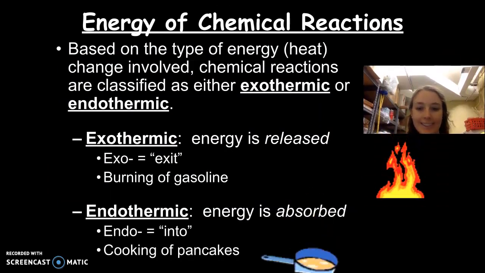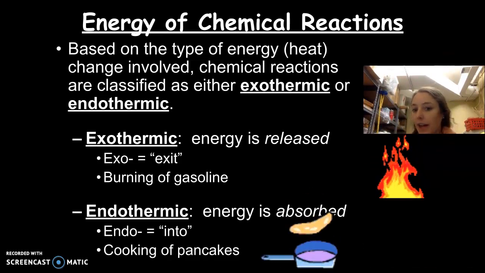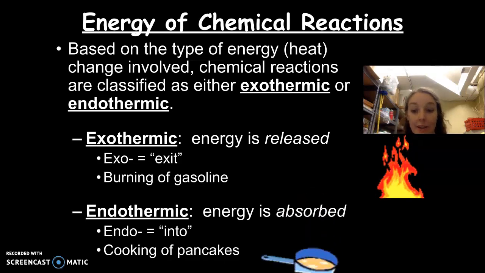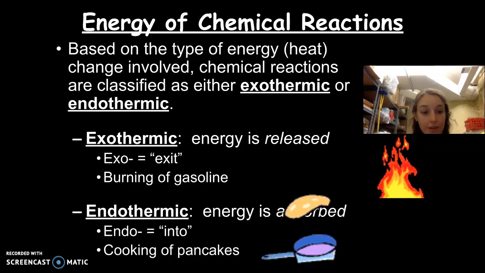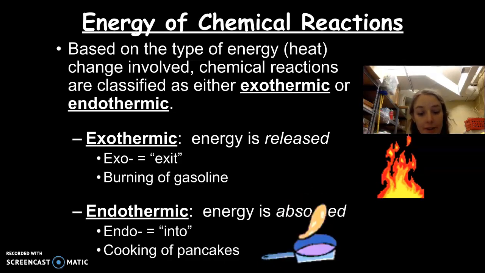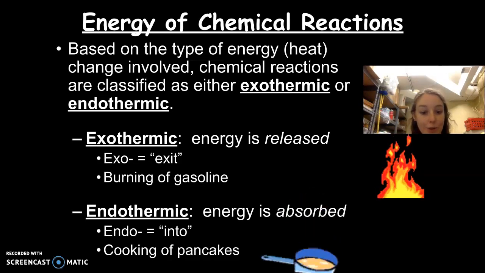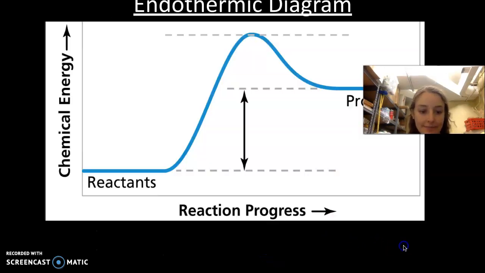Energy of chemical reactions. Based on the type of energy, heat, change involved, chemical reactions are classified as either exothermic or endothermic. Make sure you write this down. Exothermic, like we said, energy is released, and endothermic, energy is absorbed. An example of exothermic would be burning of gasoline, because things are coming off, energy is being released, you would feel that fire and heat exiting. Then endothermic, an example would be cooking pancakes. Energy is absorbed to cook those pancakes.